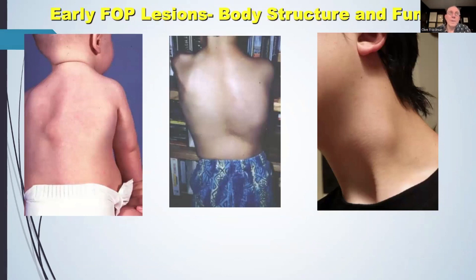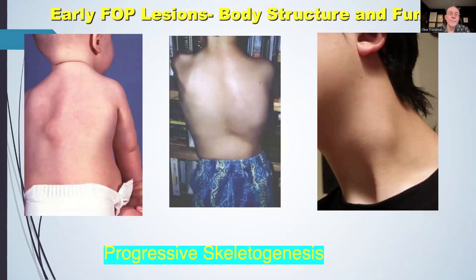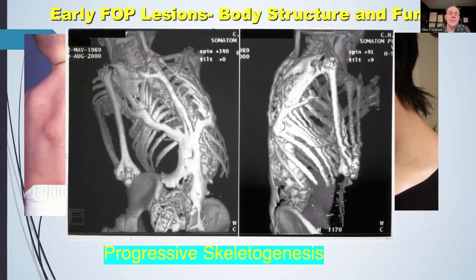So as I said, it begins in areas of the neck and the back, with bony protuberances that can be quite painful. And it progresses to gradual skeletogenesis, where the whole body essentially becomes encased in its own bony skeleton.